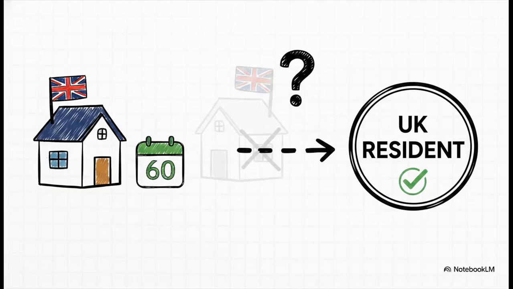Let's meet Lily. She only spent 60 days here this year, way under that 183-day mark everyone knows about. But, and this is the key, her only home is in the UK. Because of that one fact, she automatically becomes a UK resident. It's a powerful rule that shows it's not always about just counting the days you're here.